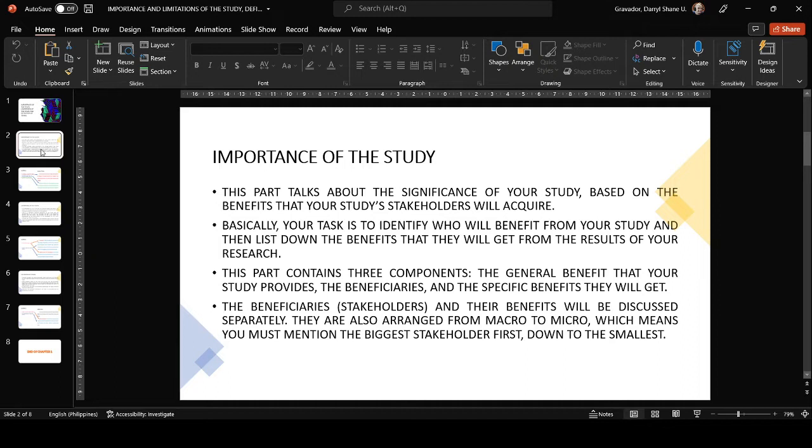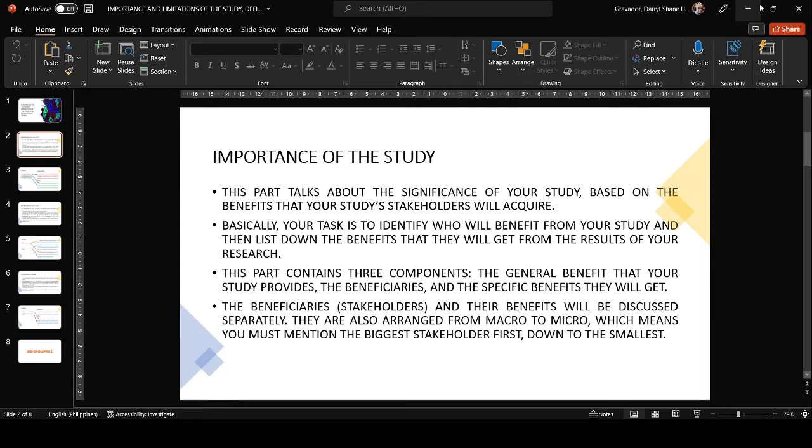So basically, your task as researchers is to identify who will benefit from your study and then list down the benefits that they will get from the results of your research. So there are three components under this specific part. The first one is the general benefit that your study will provide. The second one would be the beneficiaries of the study. And last one, you have the specific benefits that each of your beneficiaries will get.